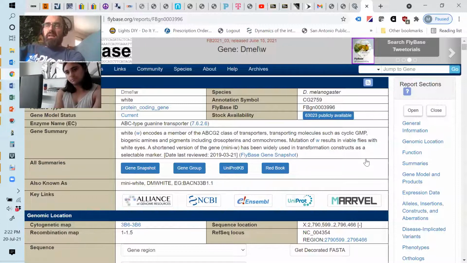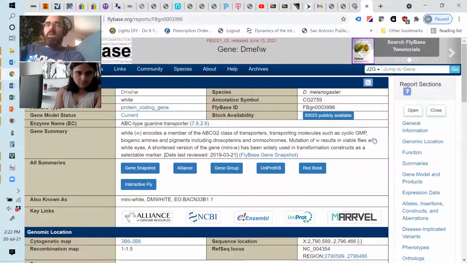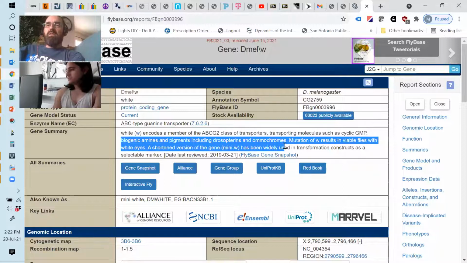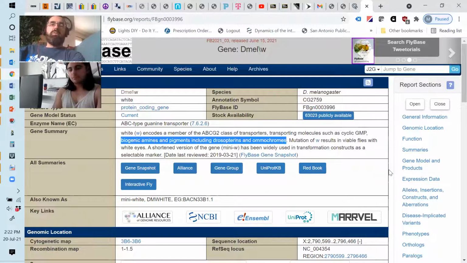It's an ABC G2 class of transporters. I don't know what those things are. That are involved in transporting cyclic GMP, amines, pigments, including drosopterins and ommochromes. I don't know what those are. Probably find out. So presumably all of these things, not sure about cyclic GMP, but all of those things are presumably involved in pigmentation of the eye. Right. So as you would expect, mutation of that gene results in flies with white eyes.